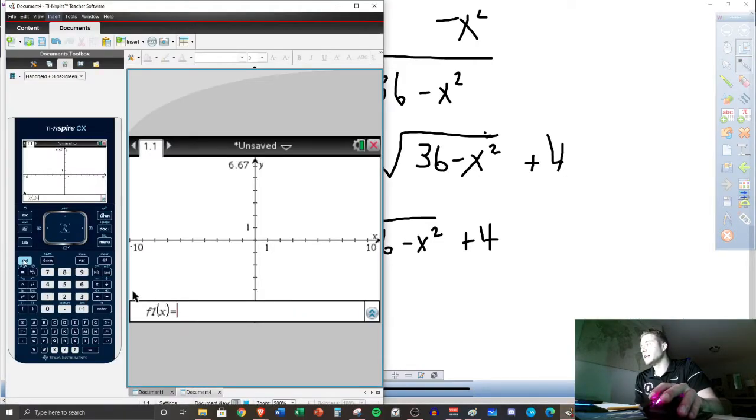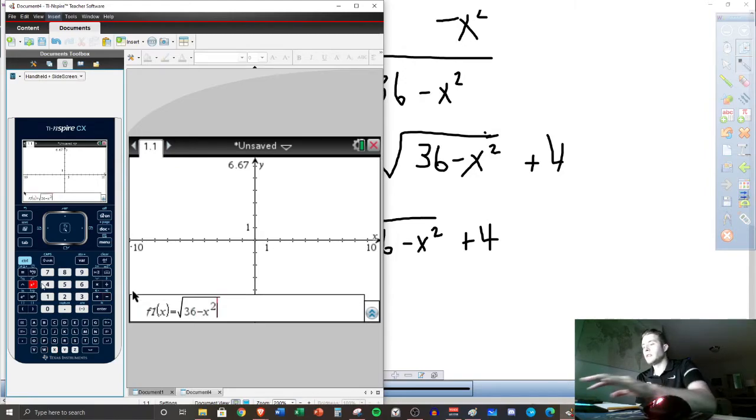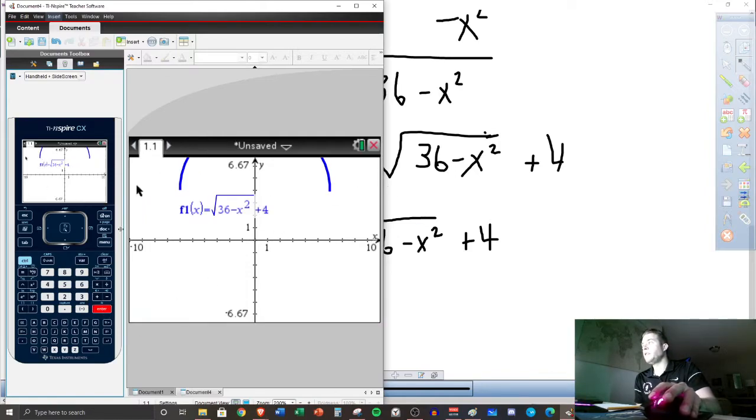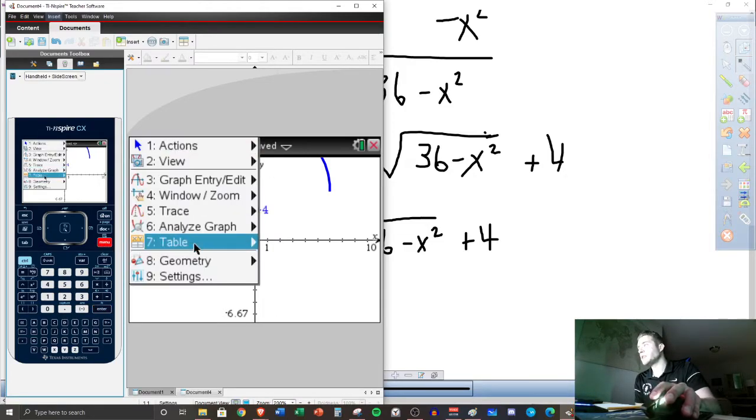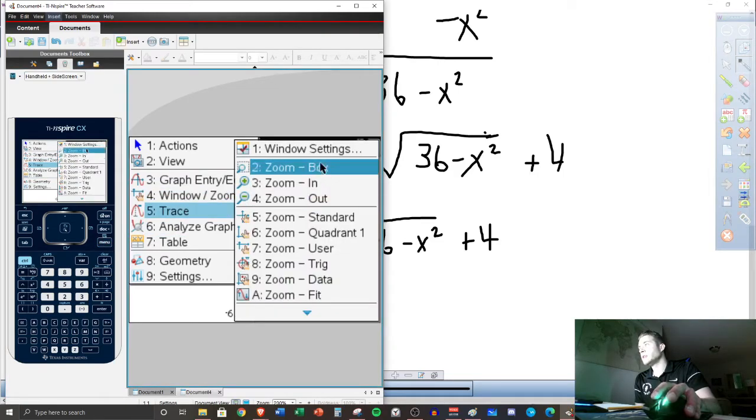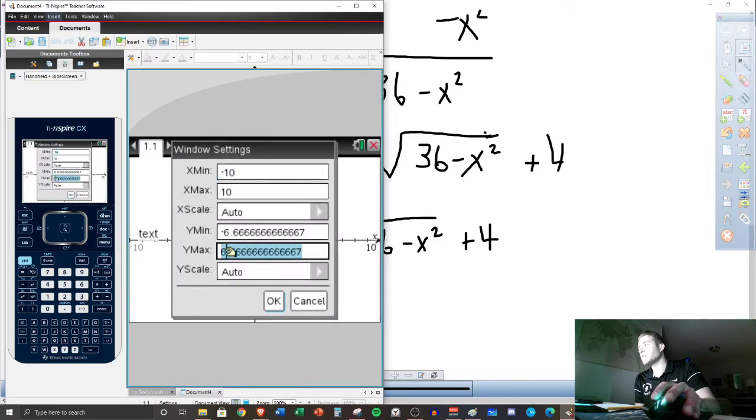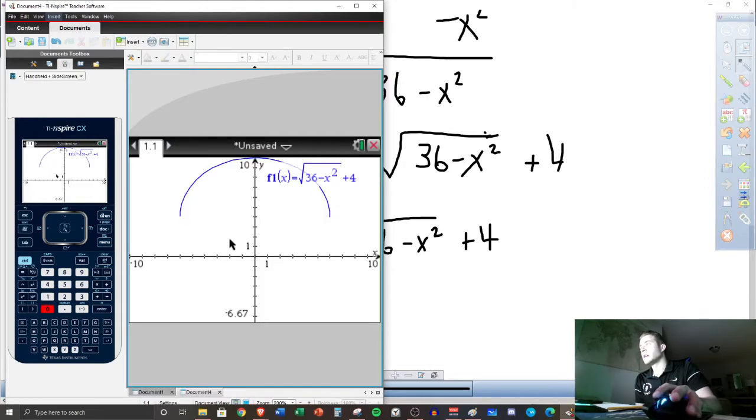So I get square root 36 minus x squared. Those using the 80 series, I'd like you to try this as well. You're going to press your y equals button, and you clear everything, and then just type this in. All right, so I've got mine in. I'm going to hit enter. And if you can't see it, you can hit zoom standard on the 80 series. If you're using an Inspire, we just need to change our window so that our Y maximum is 10.